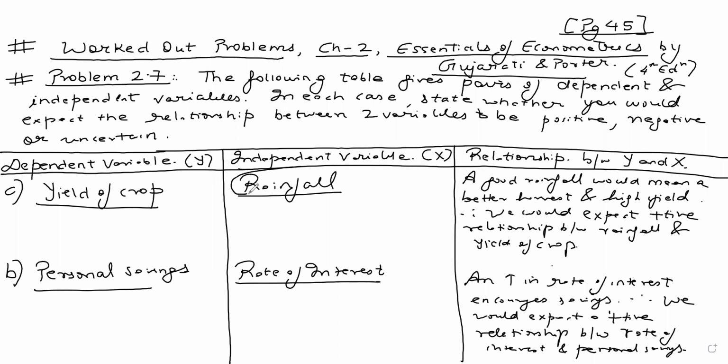I always write the independent variable first and then I write the dependent variable. But guys, the order doesn't matter. You can even write positive relationship between yield of the crop and rainfall. That's completely up to you. I always have the practice of writing the independent variable first and then the dependent variable. Okay. So hoping students have understood this.